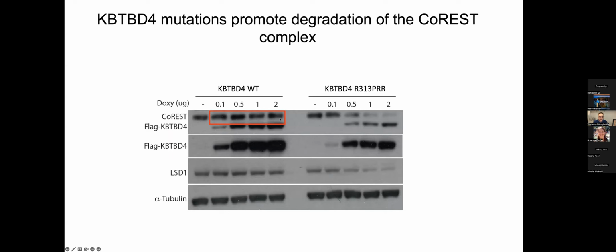And as you can see here, in the red square, there is no degradation of CoREST when we express the KBTBD4 wild type. Instead, when we express the KBTBD4 mutant, even at a lower level than the wild type, we could observe a very striking degradation of CoREST, or disappearance of CoREST. And we know that this is degradation because we could rescue it by proteasome inhibitors or MLN4924. And the same happens with another component of the complex, LSD1.